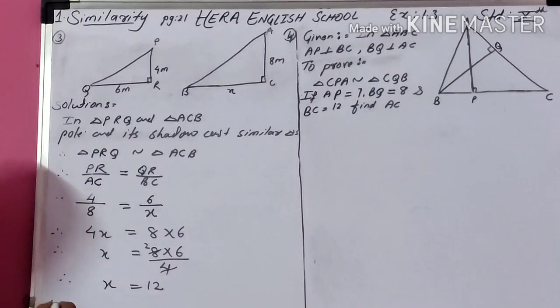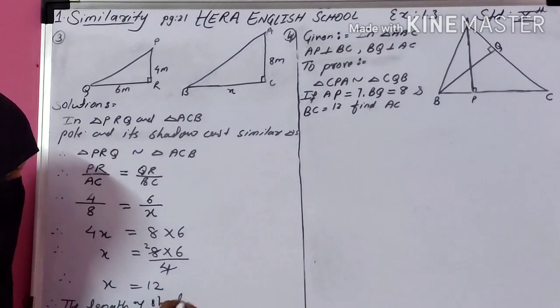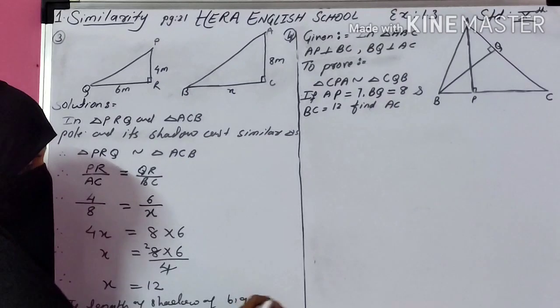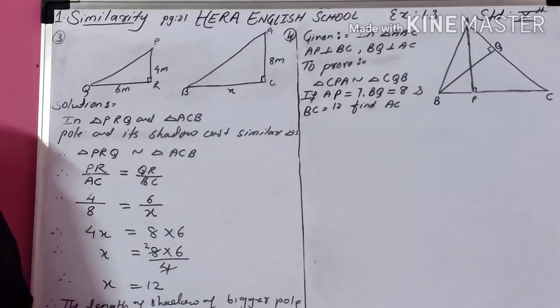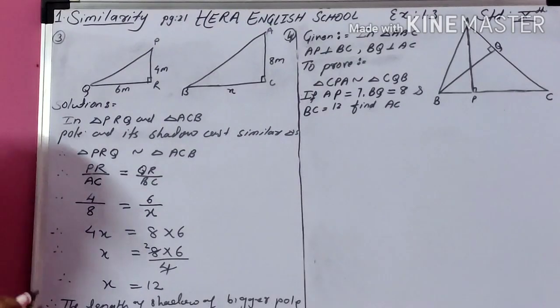Okay, so therefore the length of shadow of bigger pole is 12 meter. So the shadow cast due to the bigger pole is 12 meter. This is your answer. Okay.